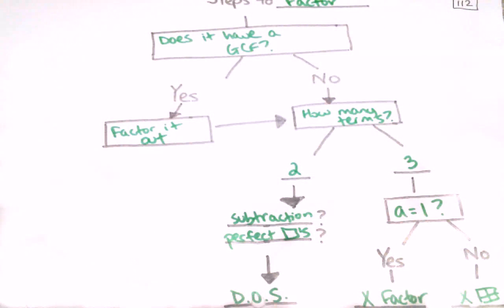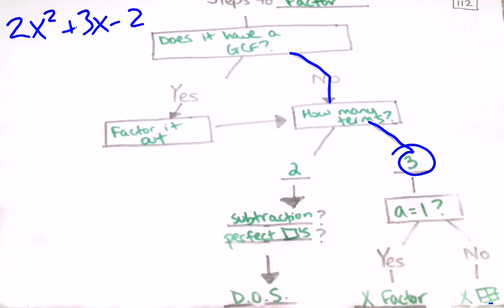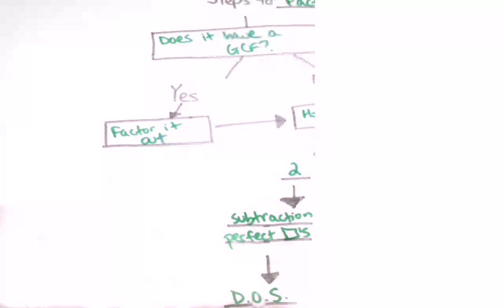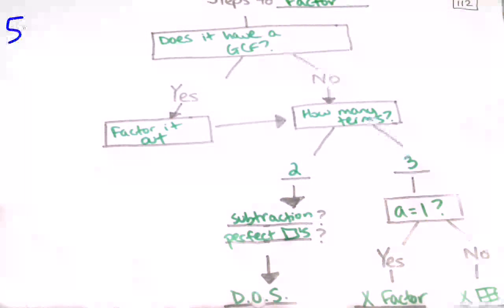Going to the back, 2x squared plus 3x minus 2. I don't have a GCF. I have 3 terms. A is not 1, so I would try factoring this with the x box. You try writing down your answer for 5x squared minus 22x minus 15. Press pause.